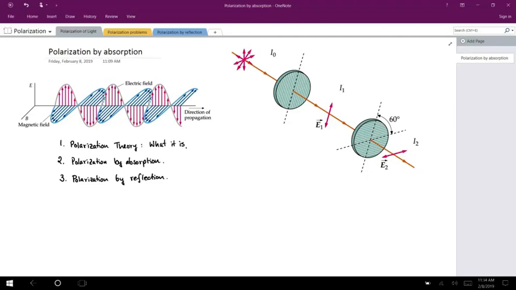Hi everyone. In this video we will talk about polarization of light. So I want to start with this first topic here, polarization theory. What do I mean by polarization? We'll then talk about the different methods by which light can be polarized.